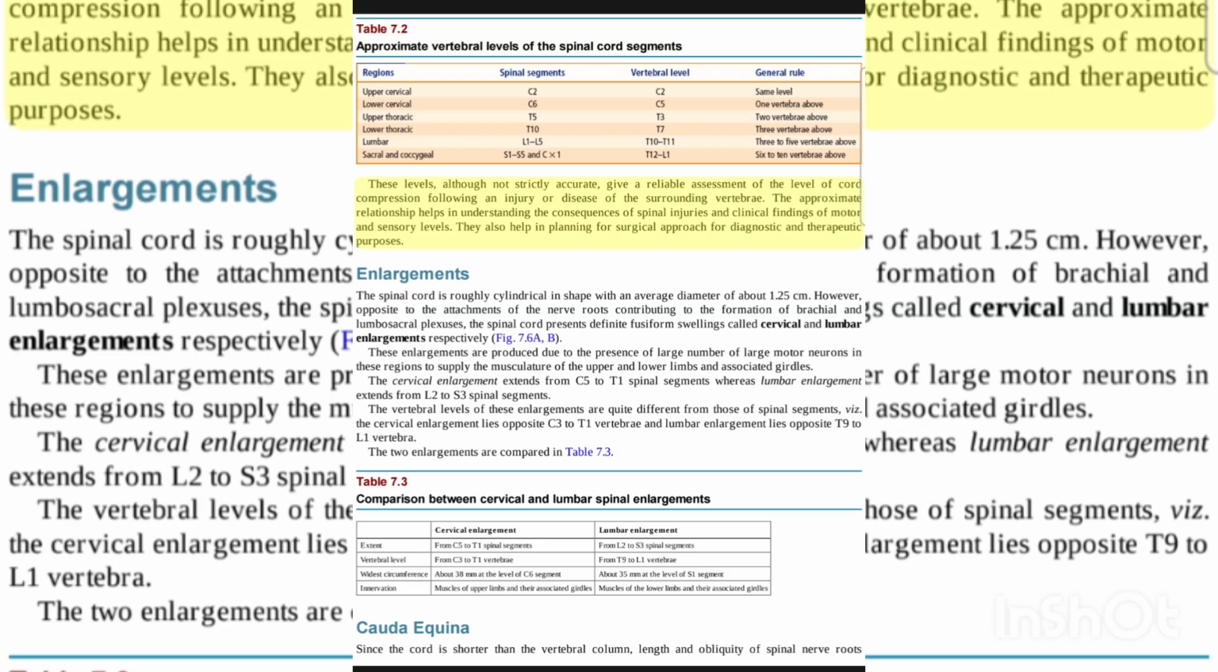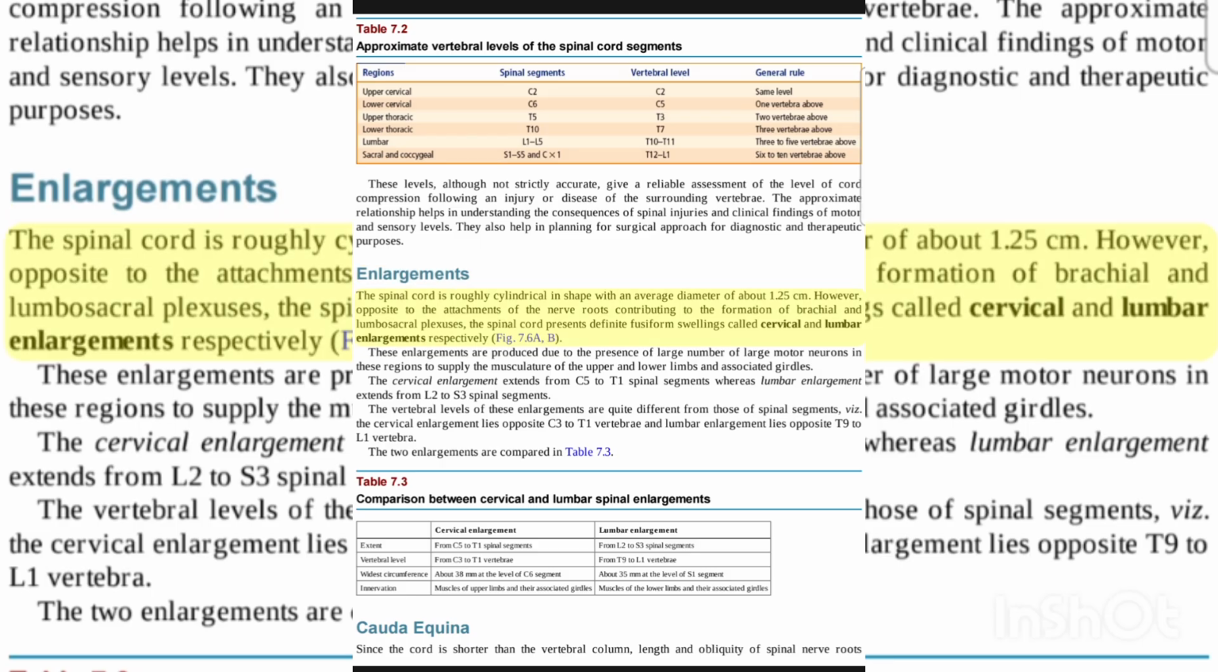These levels, although not strictly accurate, give a reliable assessment of the level of cord compression following an injury or disease of the surrounding vertebrae. The approximate relationship helps in understanding the consequences of spinal injuries and clinical findings of motor and sensory levels. They also help in planning for surgical approach for diagnostic and therapeutic purposes.